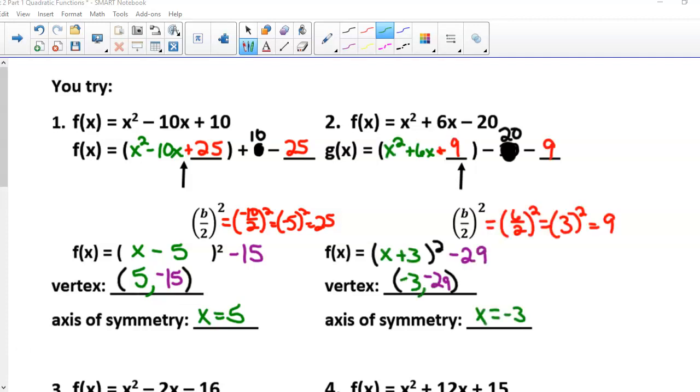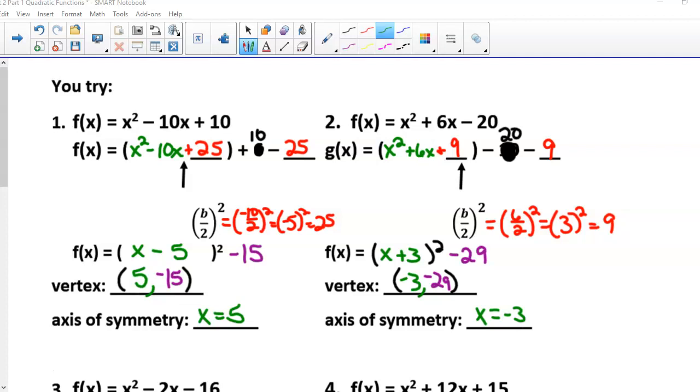All right, so let's take a look at number 2. We bring down our x squared and our plus 6x inside the parentheses, and then we take half of that 6, which is 3, and we square it, which gives us 9. So we have x squared plus 6x plus 9, and then minus 20 minus 9. So then when we factor the x squared plus 6x plus 9, we get x plus 3 quantity squared minus 29.